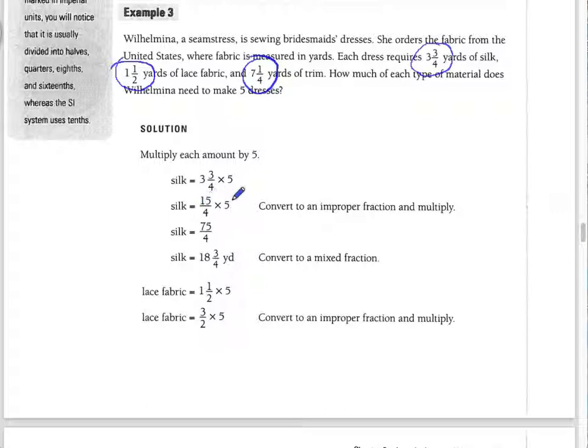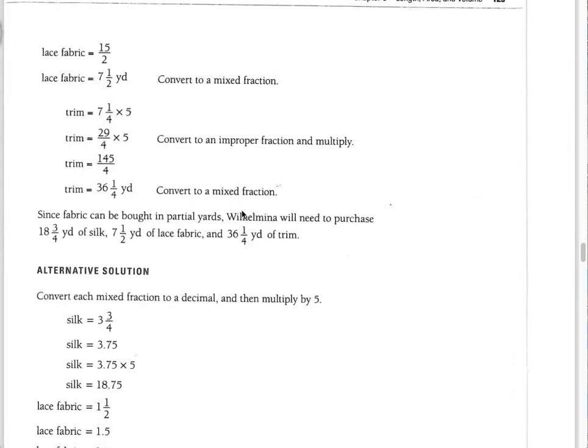And when you multiply a fraction by a whole number, the whole number multiplies the top number here. The bottom number is just the surname, so this is 15 fourths. So when we multiply by 5, we'll have 5 times as many, in other words 75 fourths. Okay, and now we can convert this back to a mixed fraction by dividing 4 into 75. It goes 18 times, remainder 3. So 18 yards and 3/4. We can do the same for the lace fabric, and so on. And you finally get your answers.